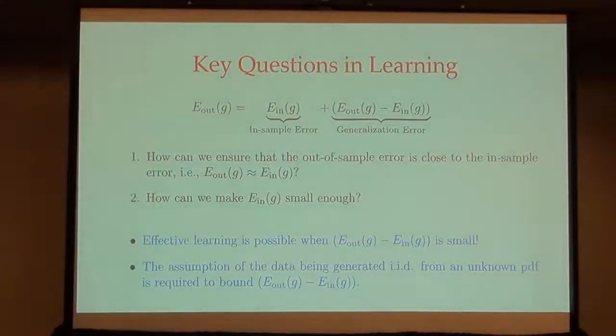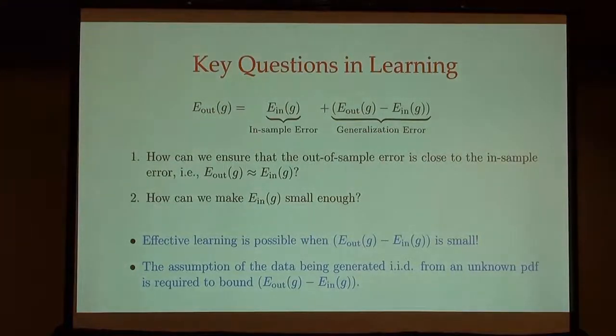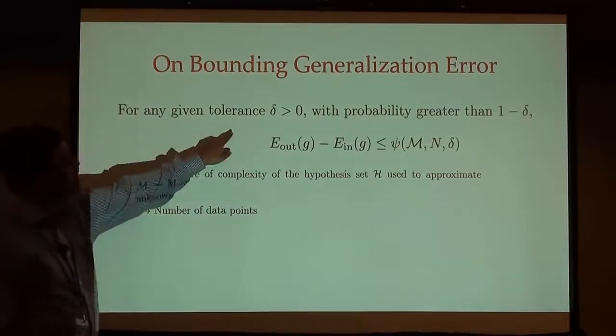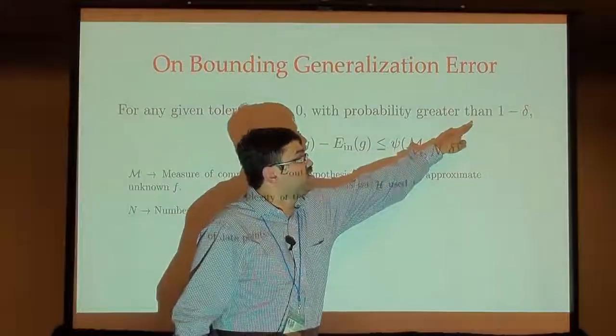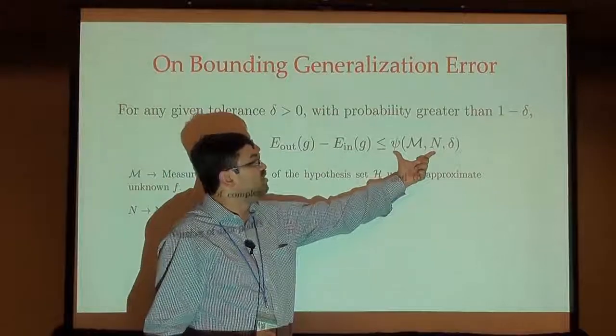Okay. You don't know. So that's the beauty of that theory, that even though you don't know, you can still bound, and it is a probabilistic bound, and that's the next statement here. So this is the kind of guarantee. You cannot have any deterministic statement. What you can have is, for any given tolerance delta, which is greater than 0, with probability greater than 1 minus delta, this thing will be bounded by some function.